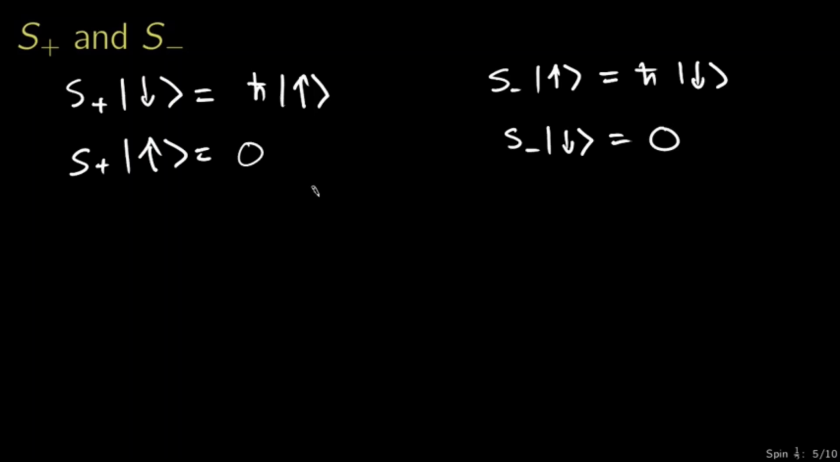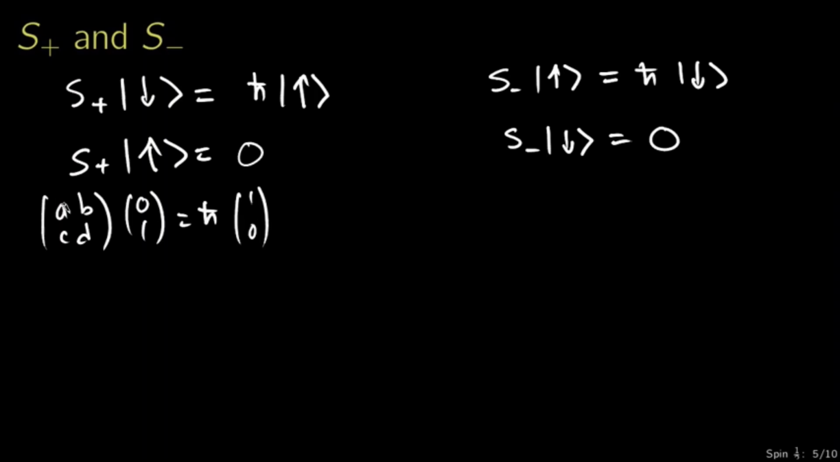As before, you can write out matrix equations here. So say S plus. Suppose I write S plus as this unknown 2 by 2 matrix A, B, C, D. Acting on down, which is 0, 1, we get h bar times up, 1, 0. You're going to get two equations from this. You're going to get another two equations by knowing that S plus acting on up is 0, but I'll skip the details here. You can solve the system of equations that results very easily, and what you find is that S plus, expressed in this basis, is given by h bar times 0, 1, 0, 0. The only non-zero component is the upper right.